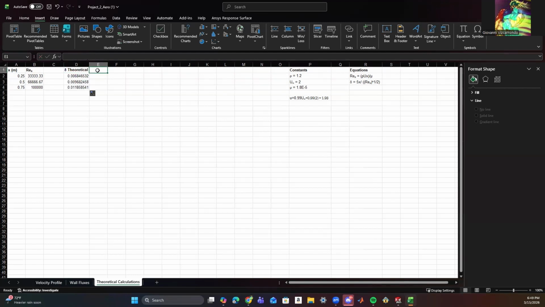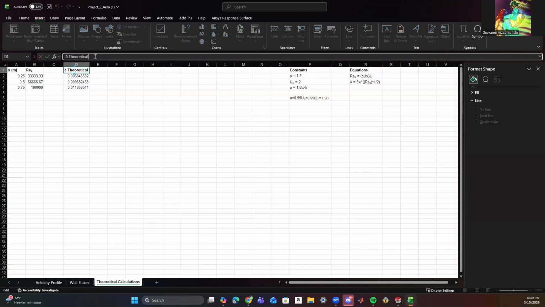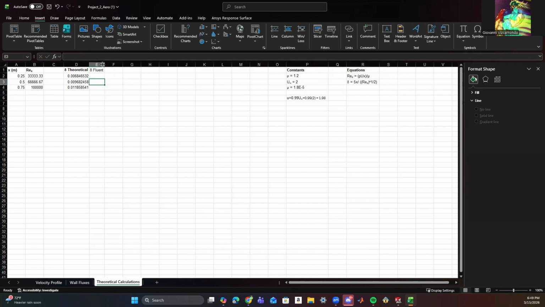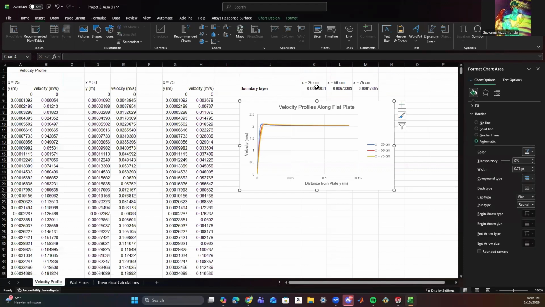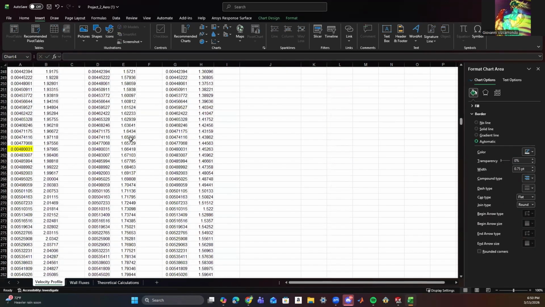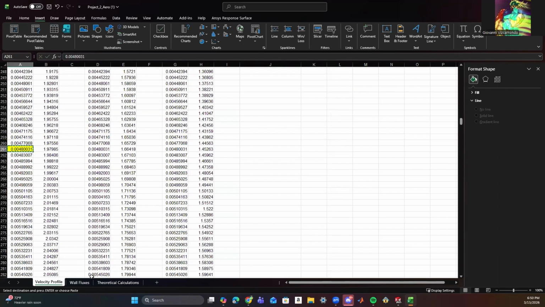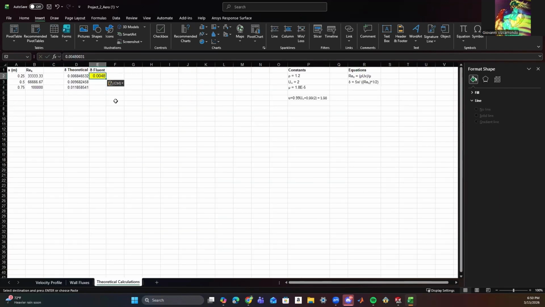Now we're going to find the boundary layer. Now we're going to use the boundary layers that we found before. So I'm just going to take this. I'm going to call this one Fluent. And this Fluent. Bold that. And then we are going to go back to our velocity profile and pick this. I'm just going to scroll down, select on the yellow. Yep. Control C. Theoretical calculation.